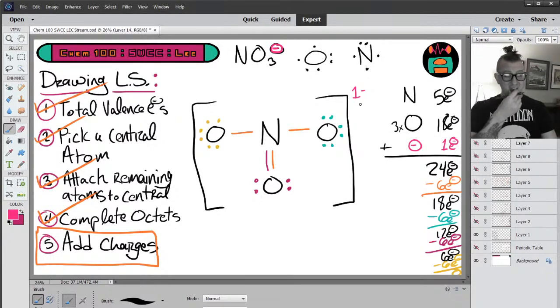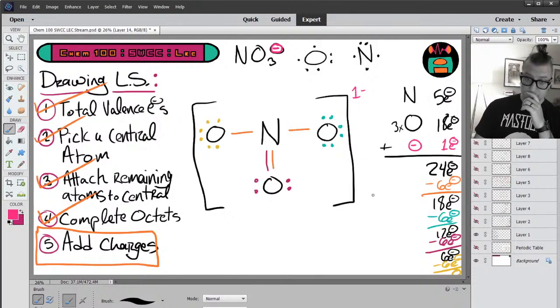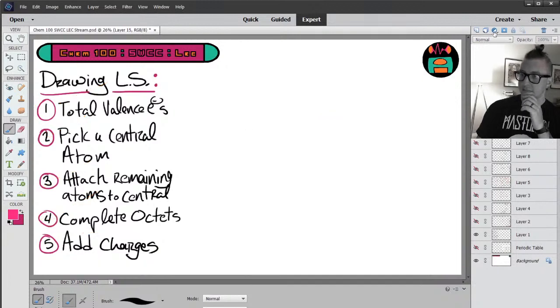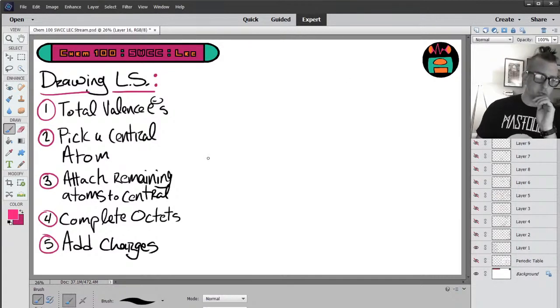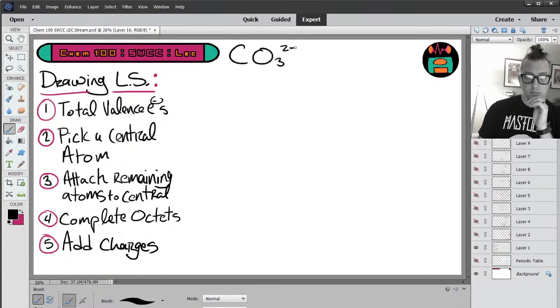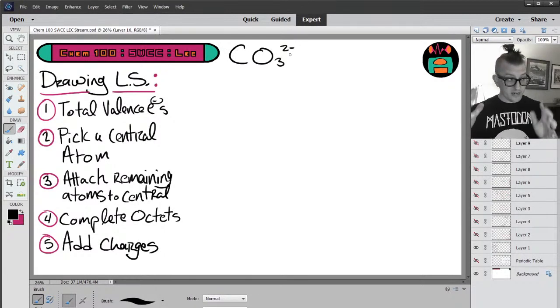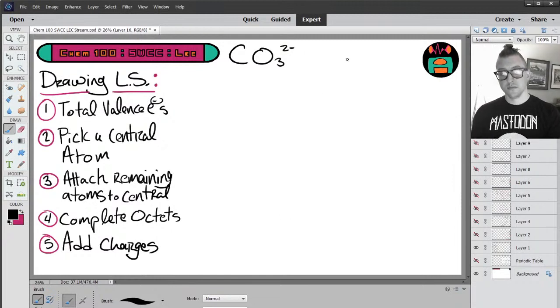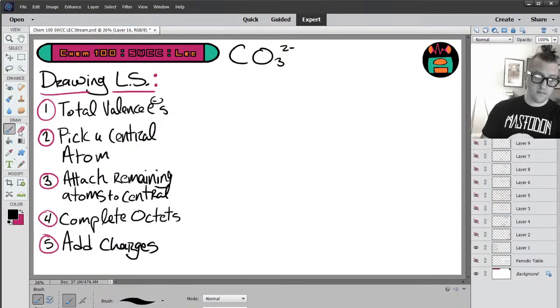All right. So let's do another one. Let's do maybe somewhere between 2 and 3 more. Let's do carbonate next. Charge of -2. Let's total our valence electrons.